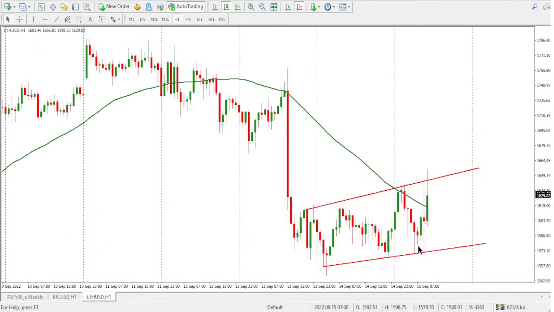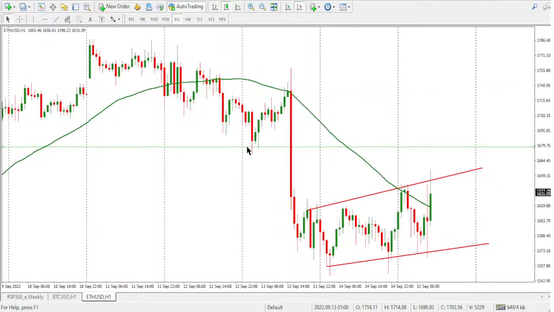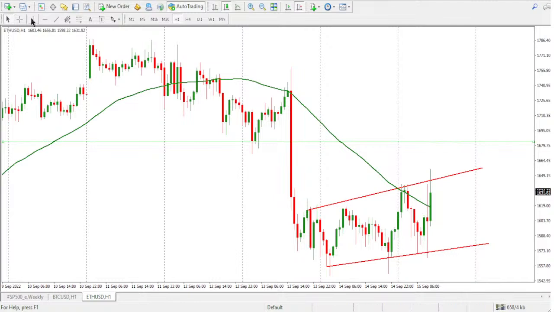If the price breaks below this line, then we do expect it to continue downwards, and in case the price breaks above this upper line, then we do expect it to continue upwards, at least up to this line, where should the price break above it, then our next target is this one here.